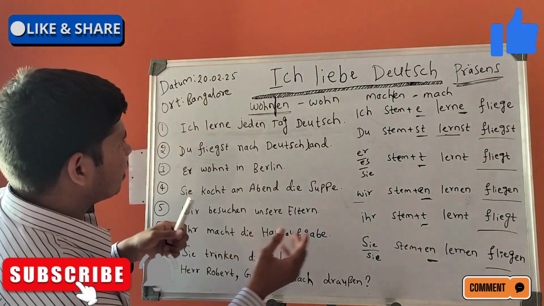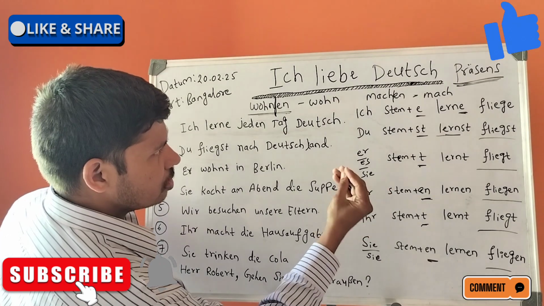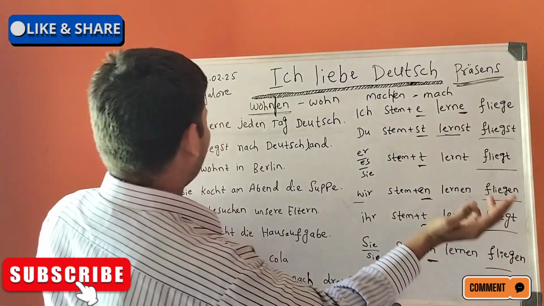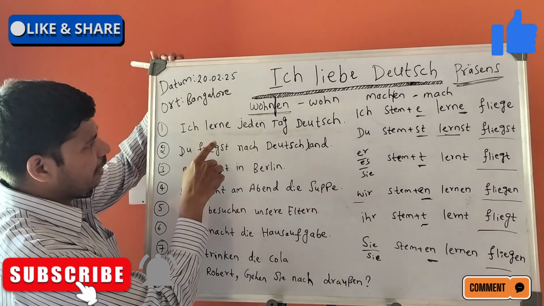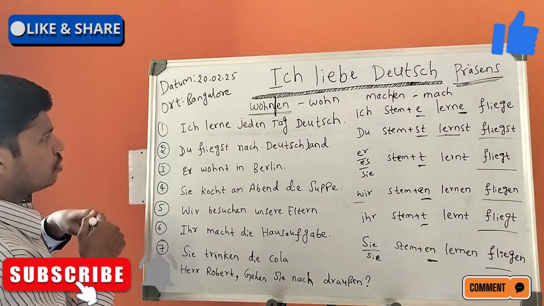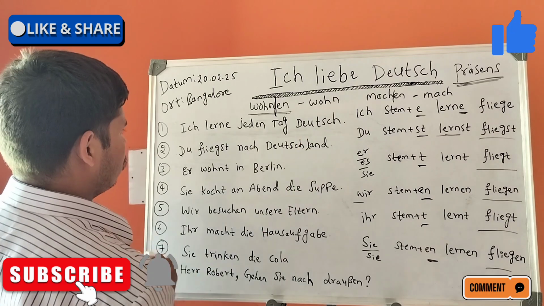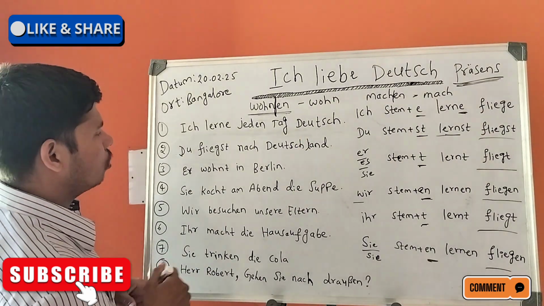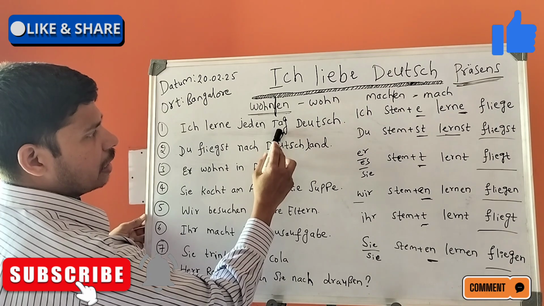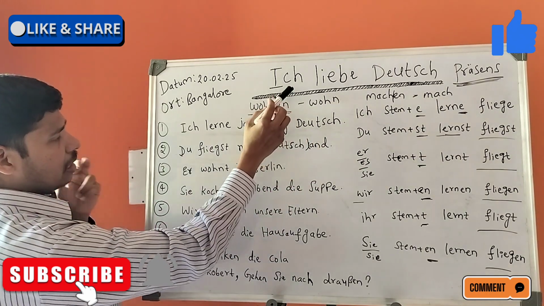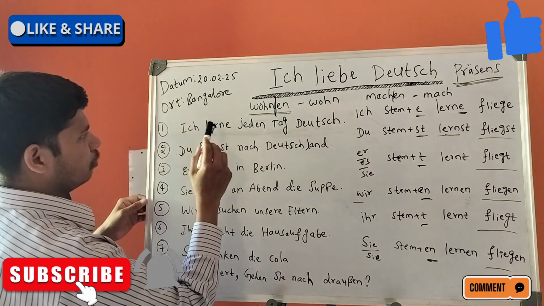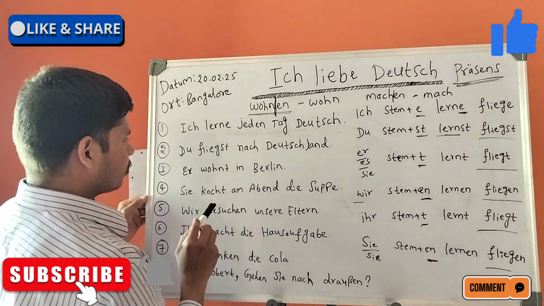Now let us come to the sentences. Just now we have seen the conjugations, and the same thing we will be applying in the sentences. The first sentence is: Ich lerne jeden Tag Deutsch. I am learning German every day. Jeden Tag is every day. See clearly, the title says Ich liebe Deutsch. I love German. I am learning German every day.